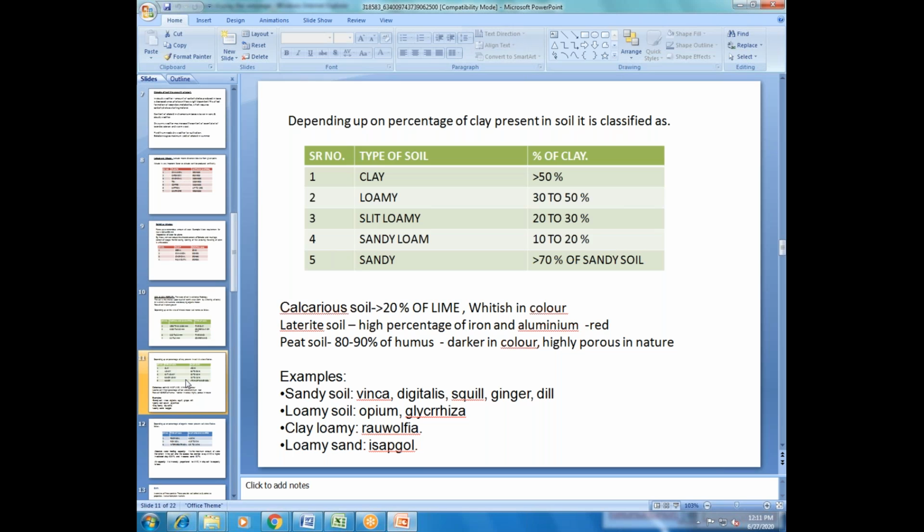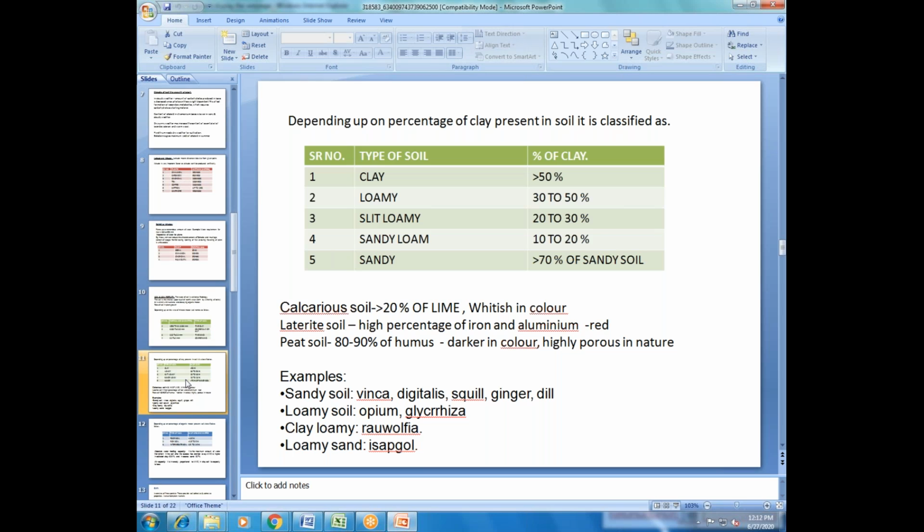And apart from this, based on its color, one is white in color, red in color, and porous. Sometimes, if you go to the mangrove side, the soil will be red in color. That is laterite soil, we call it. And if you go to North Karnataka, to an extent, we can see the peat soil, which is darker in color, brownish in color. In South Karnataka, you can see the whitish in color, almost whitish brown a little bit. That is calcareous soil. It is whitish in color, rich in calcium or lime.